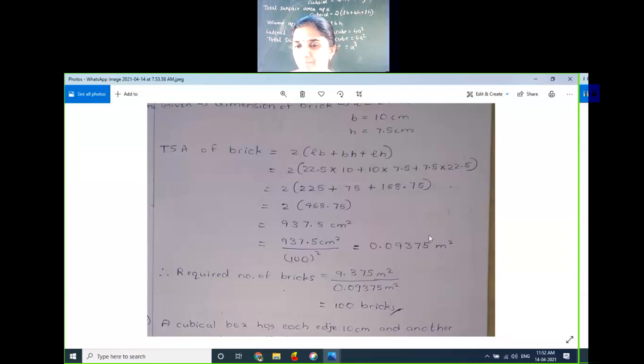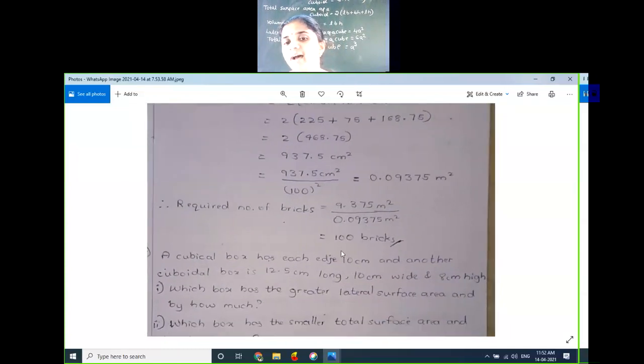0.09375 meters square is the area of one brick. The paint is sufficient for this much area. The number of bricks is equal to the total paint available divided by the area of one brick. What do we have to do here? The total paint is sufficient for the area 9.375 meters square. We divide that by 0.09375 meters square. After simplification, we got the answer 100. So the answer is 100 bricks.